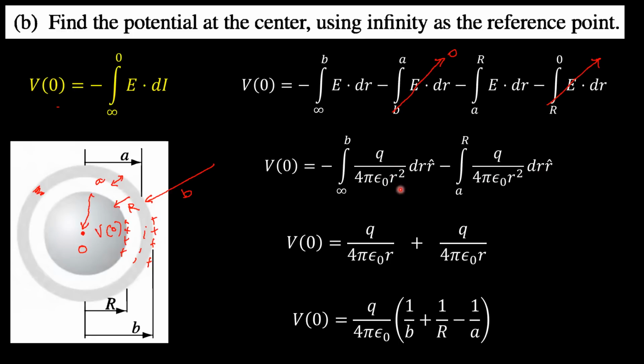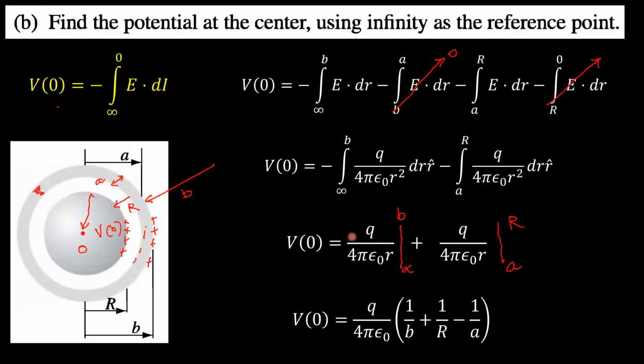A to R, Q over 4 pi epsilon naught R square dR. Now if you integrate 1 over R square, you will get minus 1 over R. So minus of minus will become plus. This will become Q divided by 4 pi epsilon naught R. Similarly here, 1 over R squared will become minus 1 over R, which will become plus Q divided by 4 pi epsilon naught R. Now we have to apply the limit. So here in the first case the limit is infinite to P. The next one, the limit is A to R.